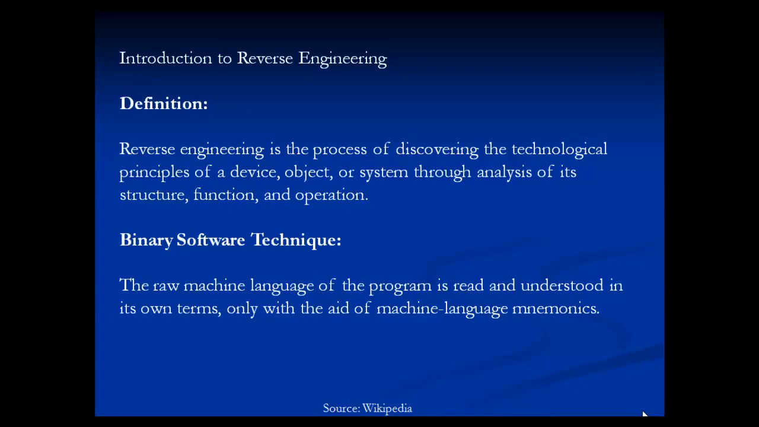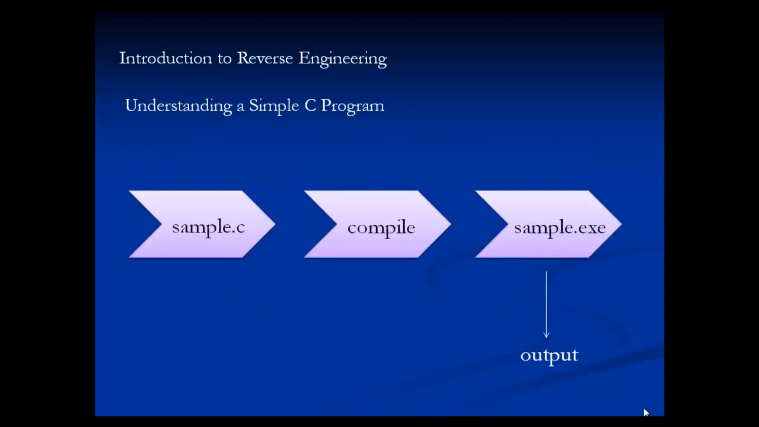To start with, let us go through a very generic definition of reverse engineering. Reverse engineering is the process of discovering the technological principles of a device, object or system through analysis of its structure, function and operation. But in our case, we are going to do the same with binary software. In our case, we are going to read and understand the machine language of the program using tools called disassemblers or debuggers.